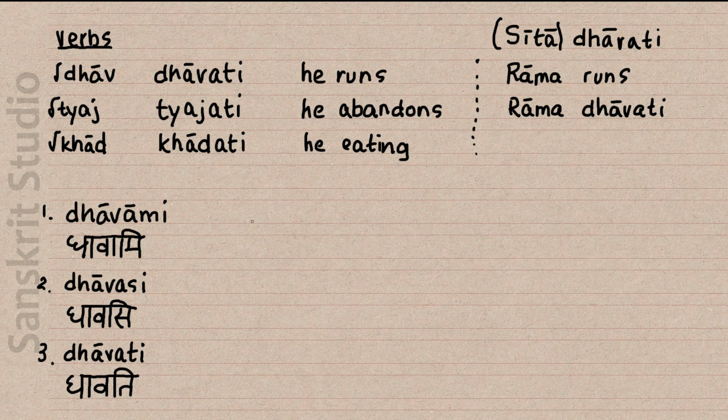Okay, so now we go on to abandoning. So tyaj is about abandoning, to abandon. So we have then tyajāmi, I abandon.